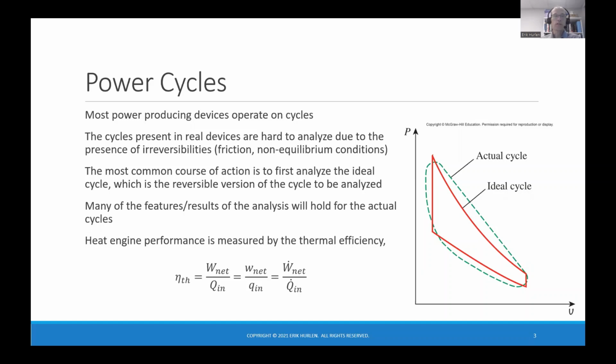As usual, cycles are parametrized by their efficiencies, which is what we get out compared to what is put in. For heat engines, we get work out and put heat in. So η_th, the thermal efficiency, equals W_net over Q_in. And this can also be in per unit mass form or in rate form, as shown down here.